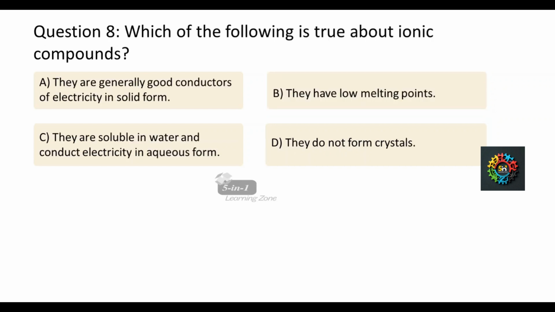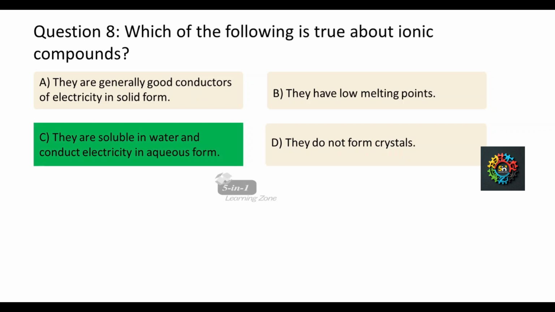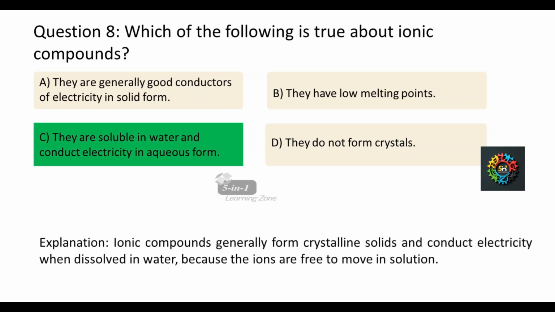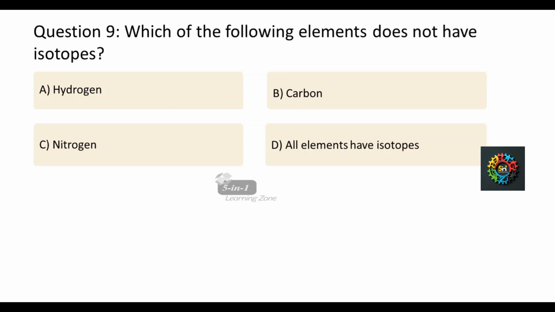8. Which of the following is true about ionic compounds? Answer: C. They are soluble in water and conduct electricity in aqueous form. Explanation: ionic compounds generally form crystalline solids and conduct electricity when dissolved in water, because the ions are free to move in solution.